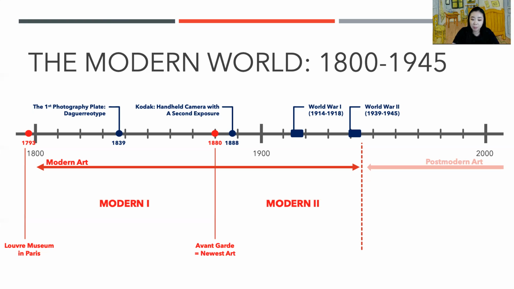Kodak invented the portable camera, and everyone could record their mundane life. So artists needed something new rather than realistic art. That art movement is called avant-garde, meaning newest art. And after the avant-garde, art history began to write a totally different story.